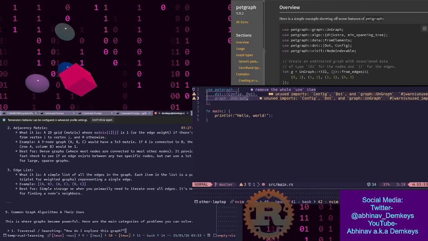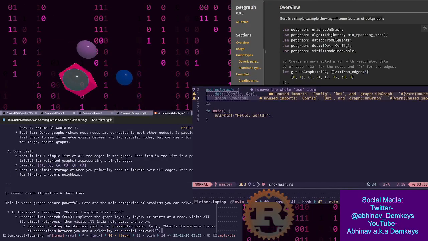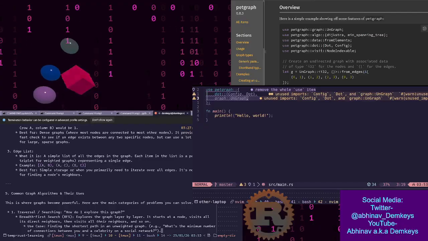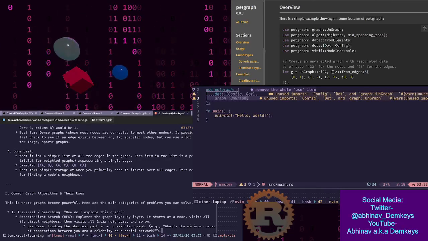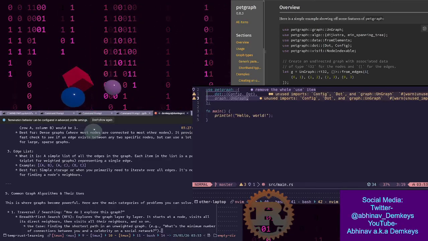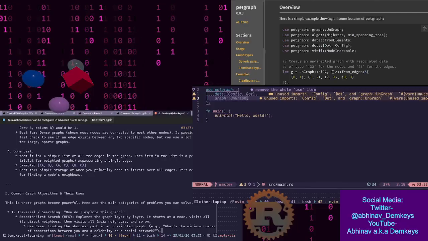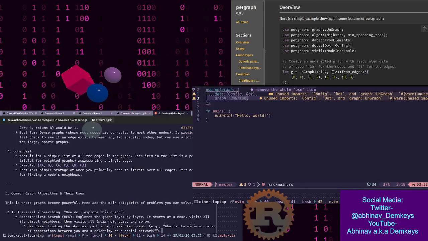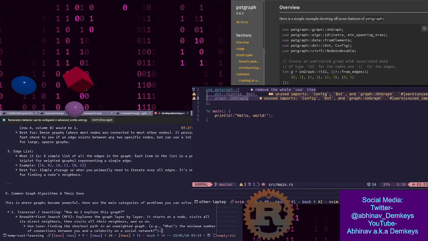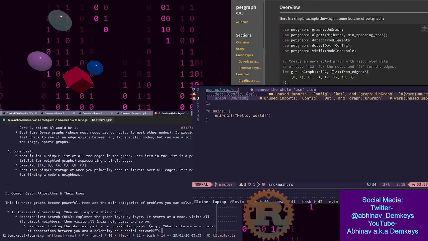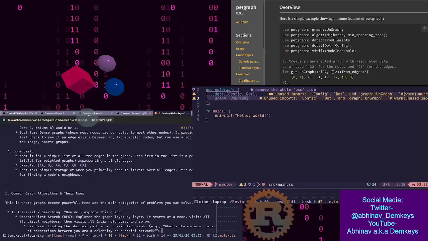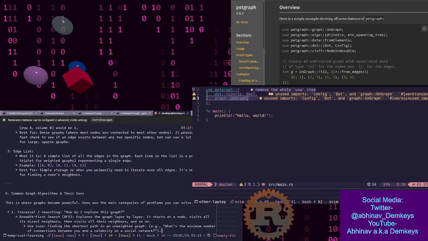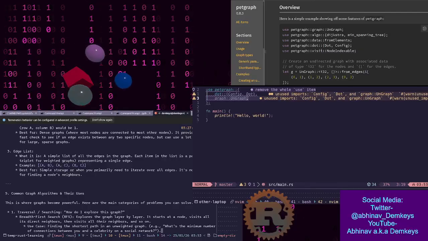Then you have edge list. What it is, a simple list of all the edges in the graph. Each item in the list is a pair, or triplet for weighted graphs, representing a single edge. Example, this. So this is just a list of the edges. It tells you this is connected to that, that is connected to that. Best for simple storage or when you primarily need to iterate over all edges. It's not efficient for finding a node's neighbors.